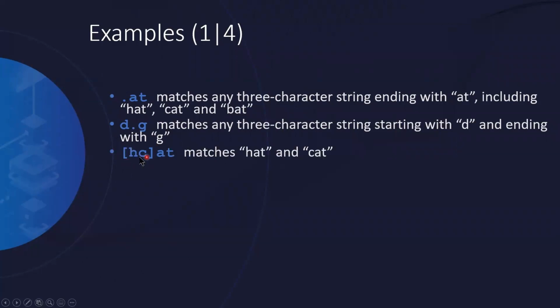Square brackets H C, then AT, would match hat and cat. So the square brackets represent one character, but it could either be H or C, and it must be followed by AT. So that would match HAT and CAT.